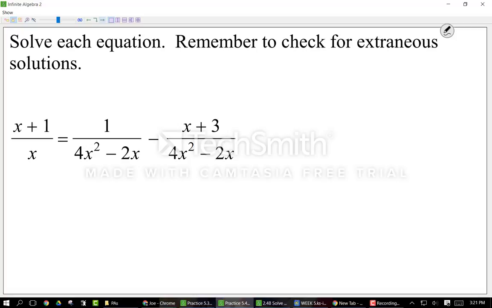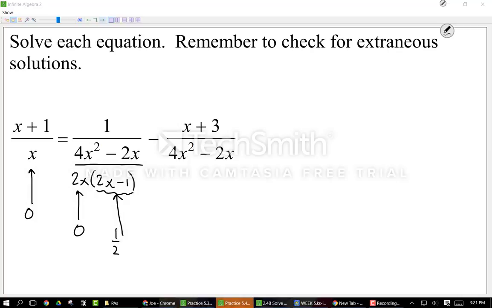So what I want to do is first find the excluded values. Before I do anything, that's already a 0 because it's just x by itself. But with 4x squared minus 2x, I can pull out a 2x, and I'm left with a 2x minus 1 inside. Well, that 2x there is a 0 because it's a monomial. What makes this particular binomial 0? 1/2. If I take the 2x minus 1 and make it equal to 0, I add 1 and divide, x equals 1/2. That's how I get the 1/2.